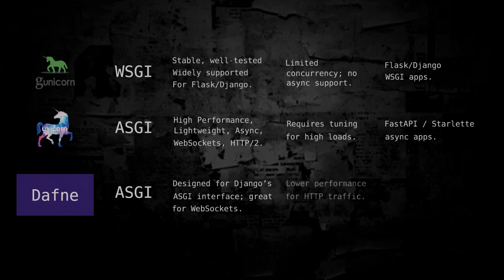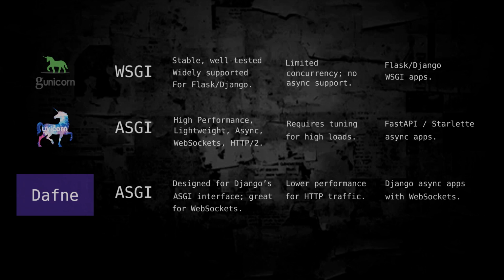It's slower than some servers like Uvicorn and can feel more complex to set up for beginners. Running asynchronous Django requires extra configuration compared to traditional setups. But it's ideal for Django applications that need real-time features or asynchronous features like live updates or chats.